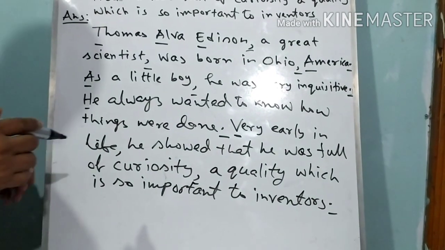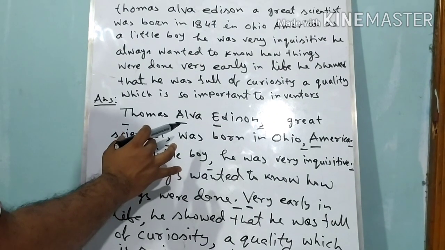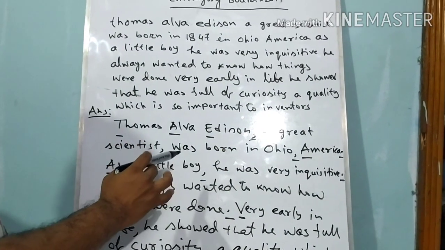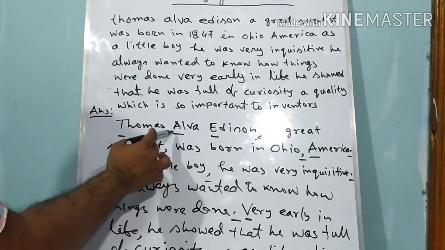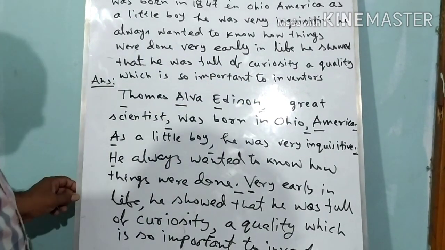So students, here you see I have used some punctuation. Using punctuations, you have to underline the punctuations, and if it is possible, you have to use blue pen's color in the underline here. So this is a continuous passage.